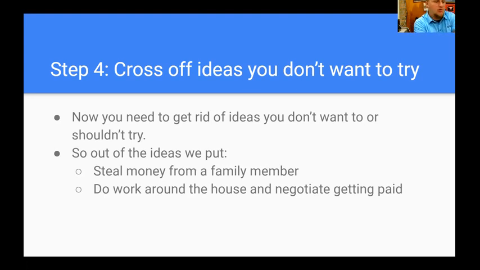So ideas I put, steal money from a family member, because that's against values. That could hurt or harm my family member. It's disrespectful, and it's definitely against the rules to steal from a family member, and it's not a good thing to do at all. The second thing was do work around the house to negotiate getting paid. If that's something you want to do and you think you could do good at it, then that's more power to you. I cross that off my list of ideas, because if I'm negotiating getting paid, then what if they say no? Then I'm doing the housework just to do the housework, which isn't necessarily a bad thing, but my goal is to have enough money to buy a car by June. So those are the types of things that I just don't think would be the best ideas when I'm trying to figure out how I'm going to do this.